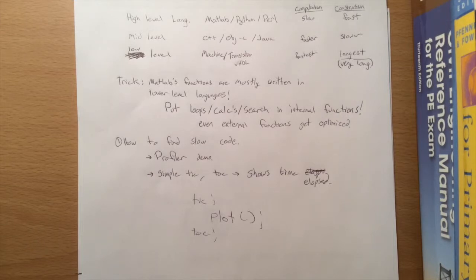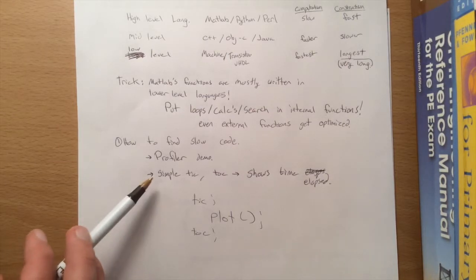So if the trick is to put loops, calculations, and search functions in internal functions, how can you find the code that is slow and you need to optimize? We can't go and optimize every line of code because that would take too long and would push us way too far on time to write the code. So there's two very simple ways in which MATLAB provides you to optimize and find slow code.